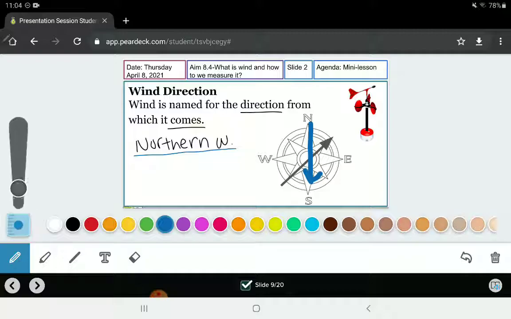If you look at the diagram we have here, this wind, the tail feathers are in that direction, so it is actually coming from the southwest. We usually say north and south first before saying east or west. So this is a southwesterly wind.